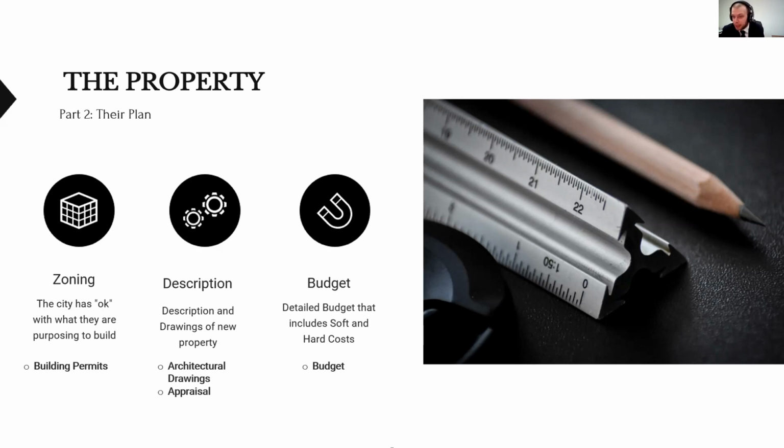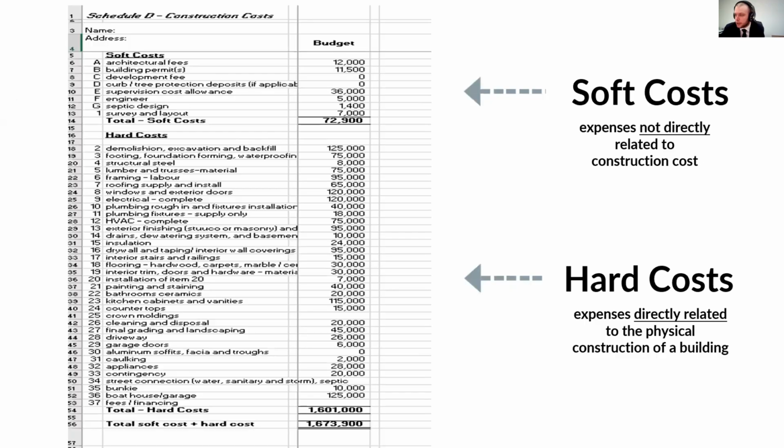And then the budget. The budget is probably one of the most important documents in a construction loan. And the way to create a budget is, you want to split up the soft costs and the hard costs. Now, the soft costs are expenses not directly related to construction costs, whereas the hard costs are expenses that are directly related to the physical construction of the building.